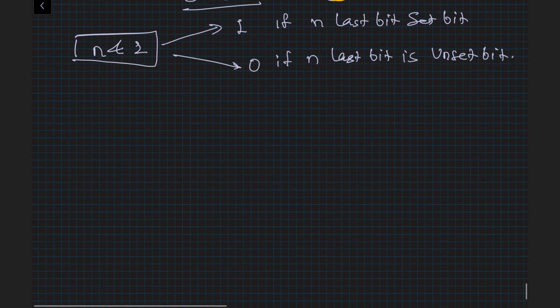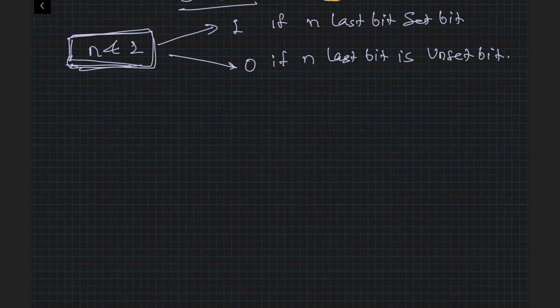So I hope you understand the basic concept of the problem and how we are going to use the bitwise AND operation to solve this. I'm not going to explain the code for this because this is the code, this is the logic. It will return 1 if the last bit is 1. If it is returning 0, it means the last bit is unset.